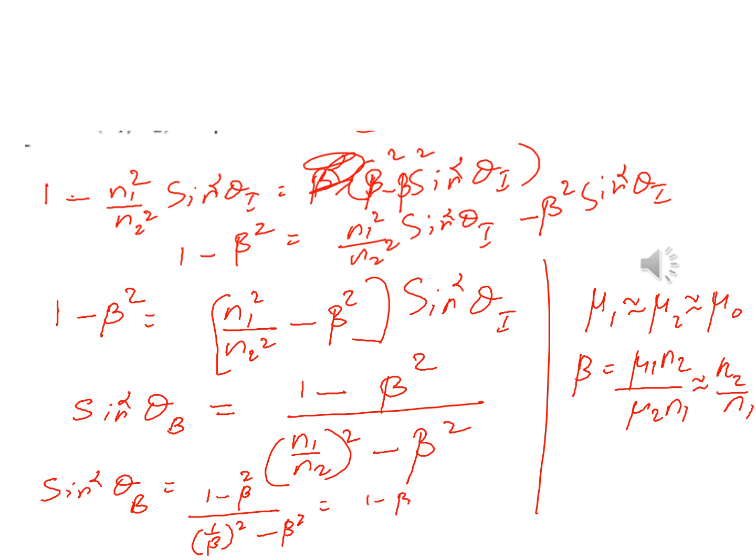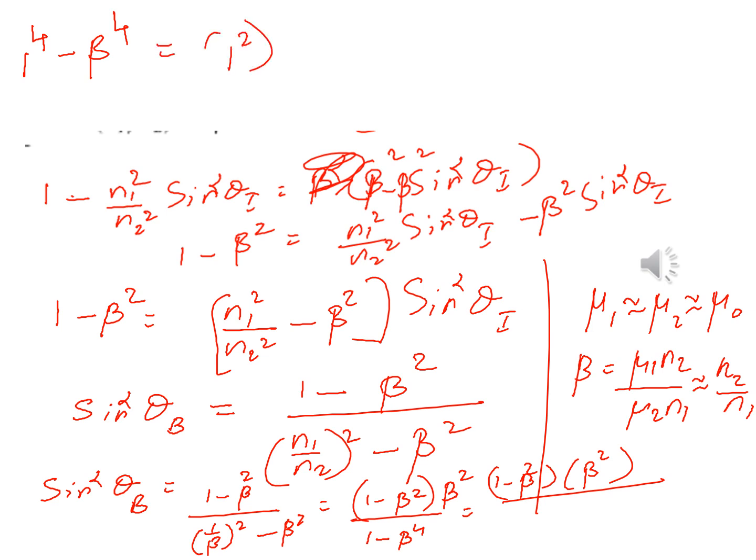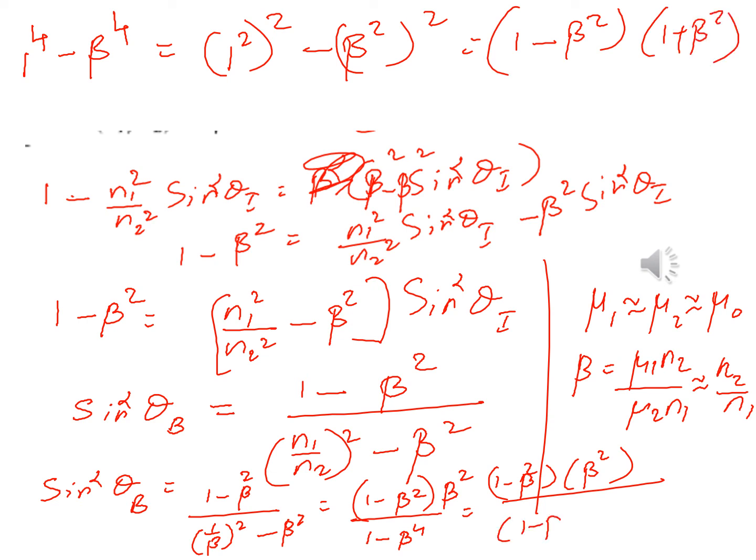This can be written as 1 minus beta square divided by 1 minus beta to the power 4, and the beta square in the denominator comes to the top. So this is 1 minus beta square times beta square divided by 1 minus beta to the power 4. You can write this as 1 square whole square minus beta square whole square, which is 1 minus beta square into 1 plus beta square. 1 minus beta square cancels. So sin^2 theta B is equal to beta square divided by 1 plus beta square.